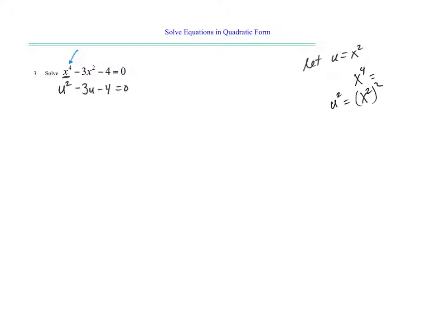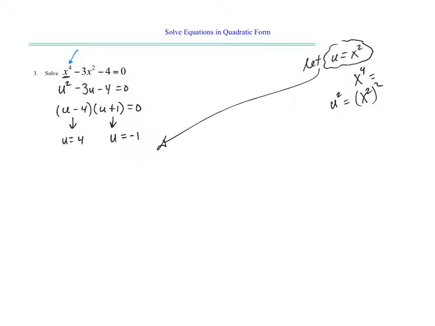And now this is a quadratic, and I can try and factor. And this actually does factor: u minus 4 times u plus 1 is equal to 0. And then I can use the zero product property, and I get that u is equal to 4, or u is equal to negative 1. And now I'm ready to substitute this back into my equation.